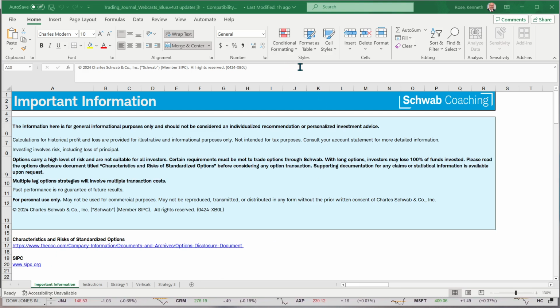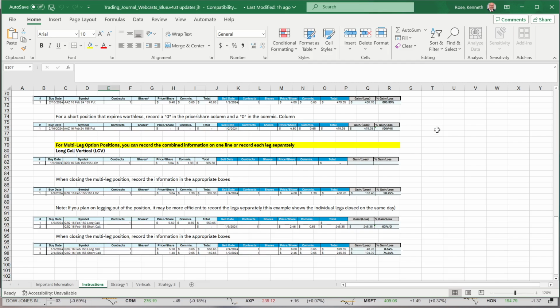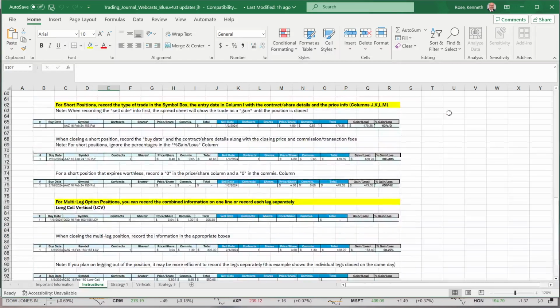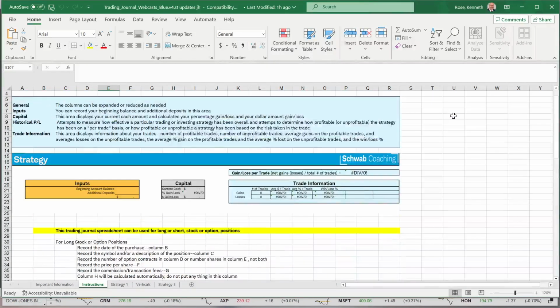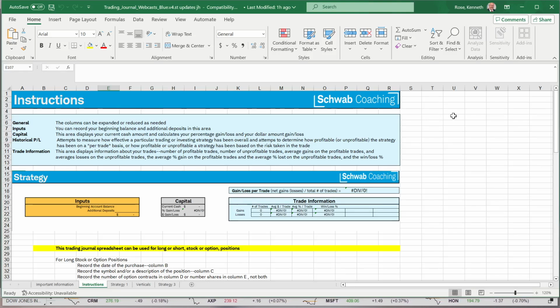We do have the trading journal opened up right here. We're on the important information tab. If I come over here to the instructions tab, let's take a look at this for just a moment. This just gives you some generalized instructions as far as the use of the trading journal. We won't go through this today, because we want to have more of a hands-on demonstration of how to use things. But you do want to keep in mind this information is here available to you as well with regards to questions that you may have.